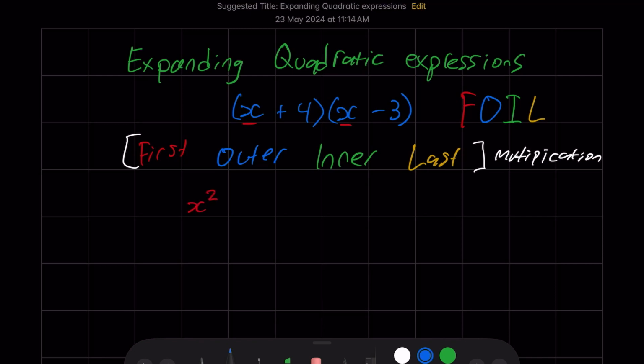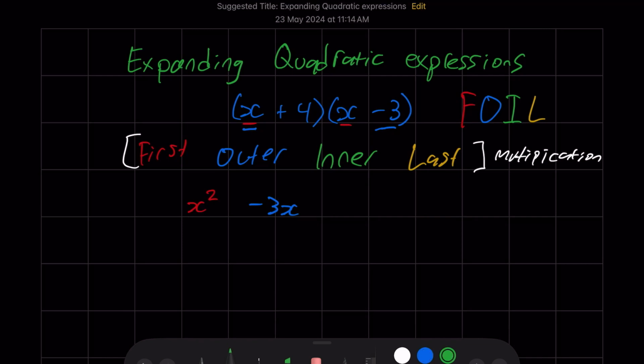Next, our outer. We take our outer in our first bracket, and we multiply it with our outer in our last bracket. Keep in mind, this one here now, we are doing x times negative 3. X times negative 3 is negative 3x. We need to keep the operation, the symbol, the sign, with the number. So that is a negative 3, so it's negative 3x.